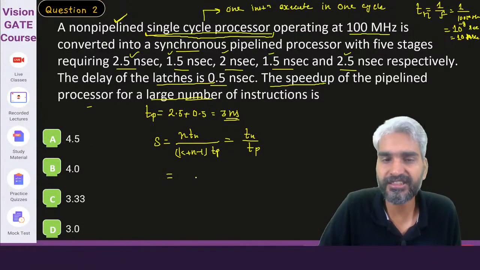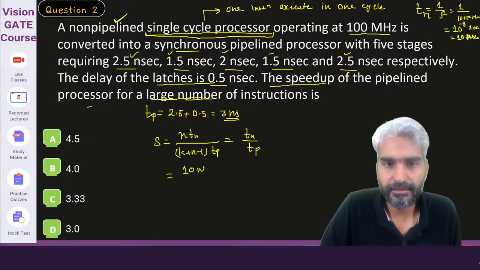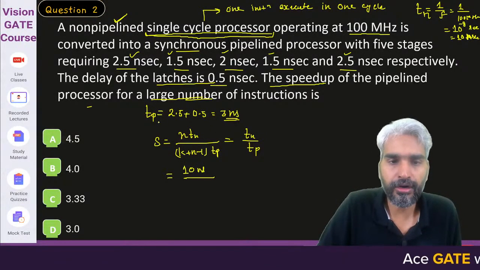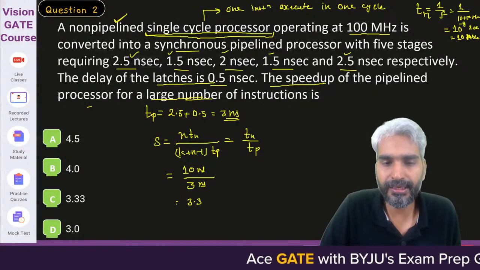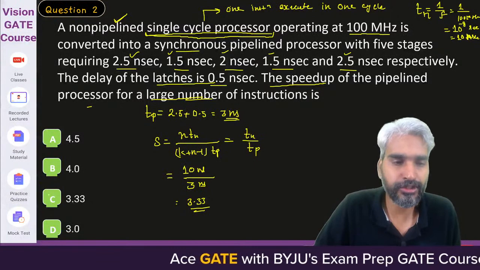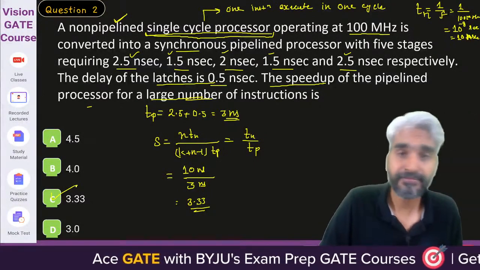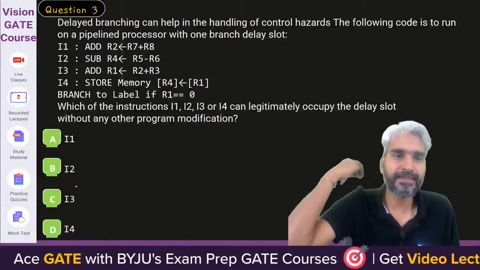The value of tn is 10 nanosecond, and the value of tp is 3 nanosecond. So 10 by 3 is 3.33 basically. So the correct answer is option B, option C. Clear? Let's move to the next question.